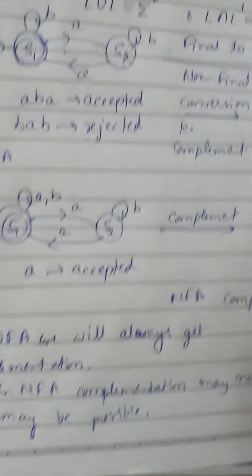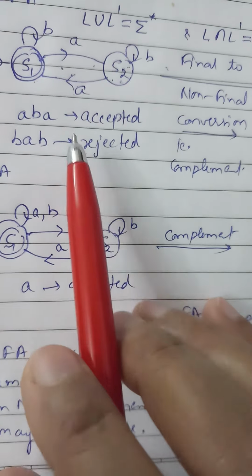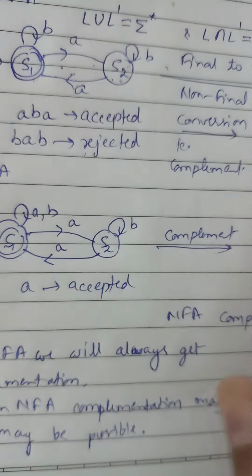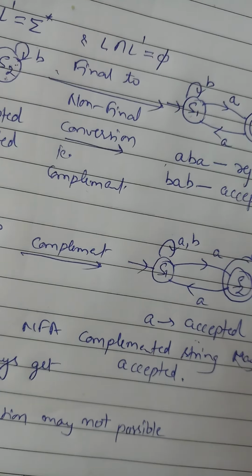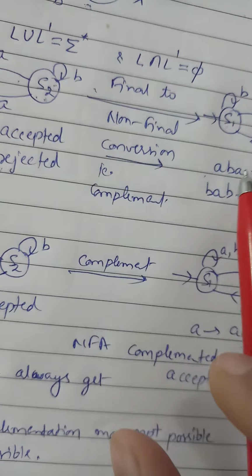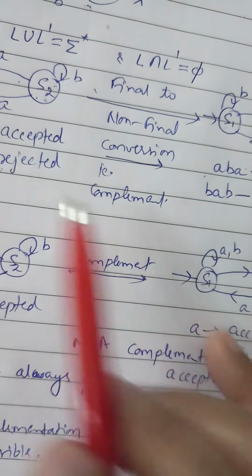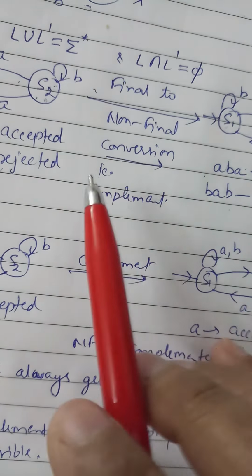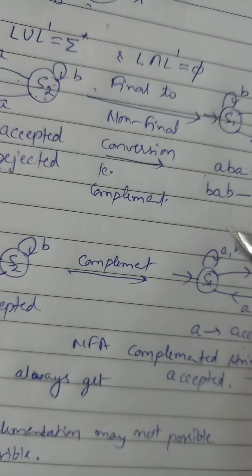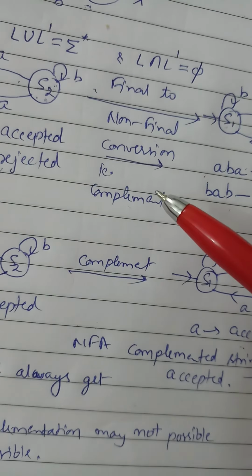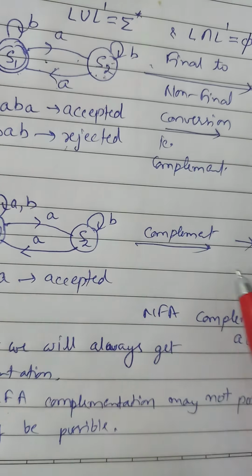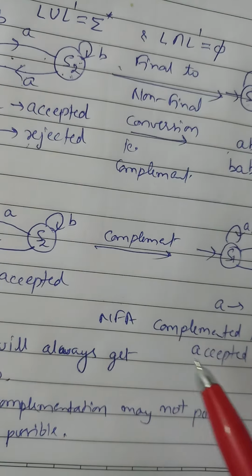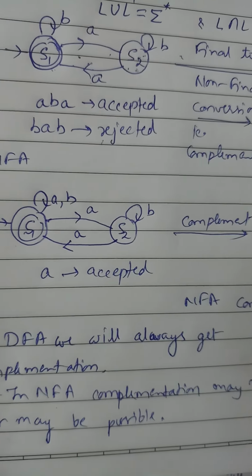From here we can see clearly. In a DFA, whatever strings are accepted and rejected here, in the complementation they get rejected or accepted: whatever is accepted here is rejected there, and whatever is rejected there is accepted there. So complementation is always possible. But in an NFA, whatever is accepted here is also accepted there, so we can say it may be accepted or may not be accepted.